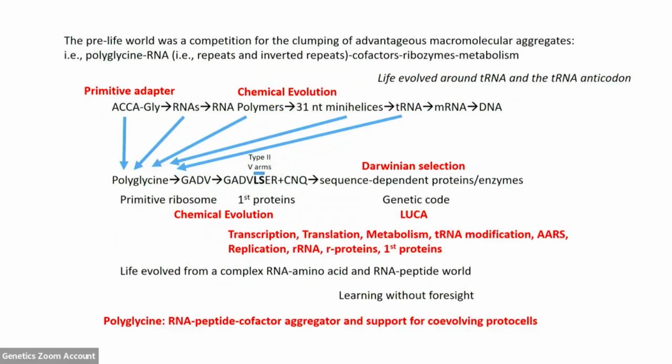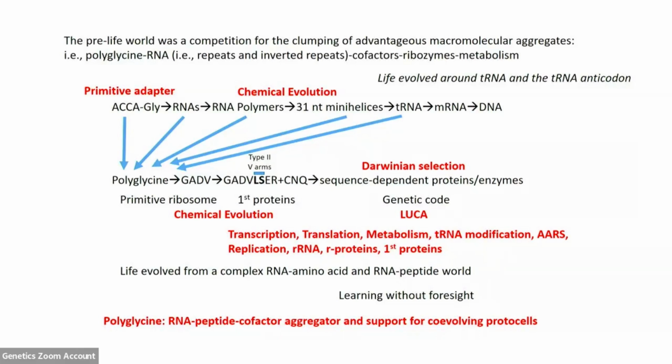This is probably too many words, but I'll try. The pre-life world was a competition for the clumping of advantageous macromolecular aggregates, as on the previous slide: polyglycine, RNA, cofactors, ribozymes, metabolism. Life evolved around tRNA and the tRNA anticodon. You start with ACCA-gly, and if you mix this with a GCG repeat that's pretty long, you can get multiple ACCA-glys in proximity, can run wet-dry cycles and run the dehydration that's required to form polyglycine. And then you start ligating this to all sorts of different RNAs until you get to tRNA. And the reason you do that is it's a better way to form polyglycine. So you're driven by polyglycine synthesis.